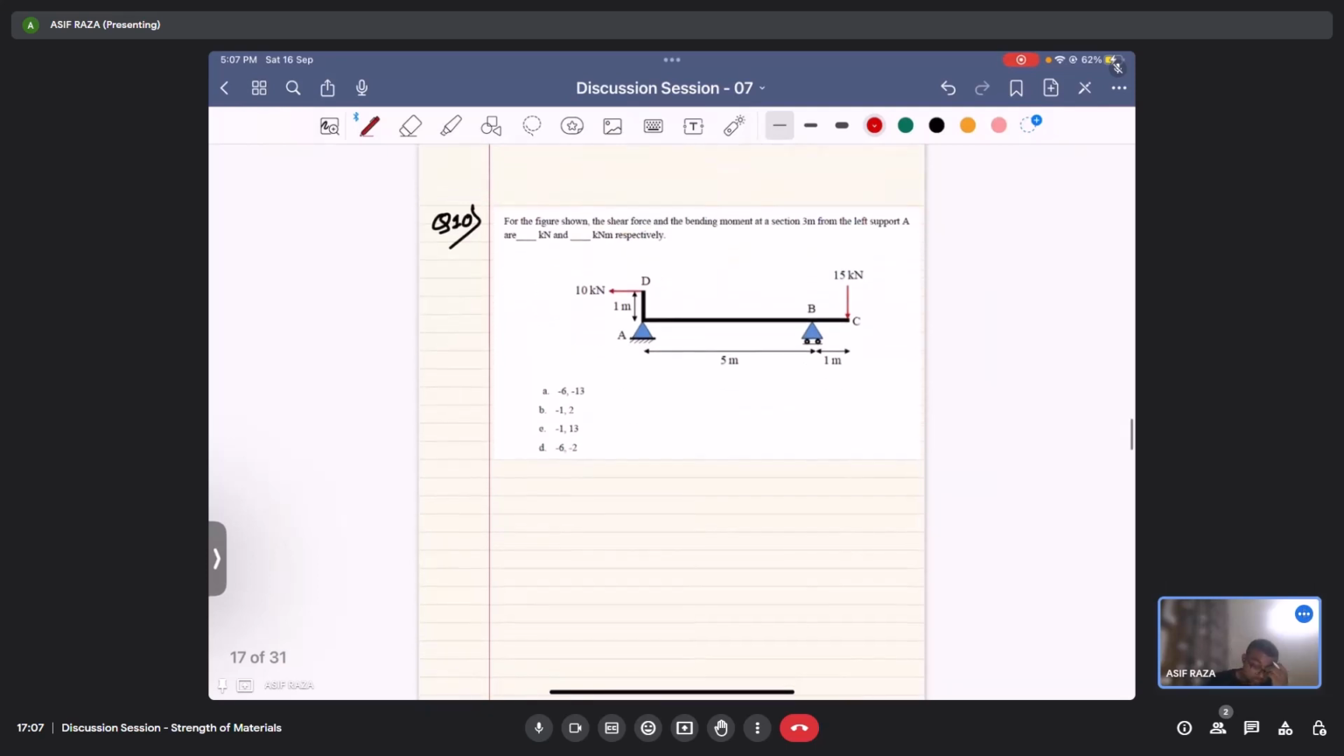Question number 10. For the figure shown, the shear force and the bending moment at a section 3 meter from the left support A are... Okay. So we need to find the shear force and bending moment at a section 3 meter from the left support A. Okay, let me draw this first.